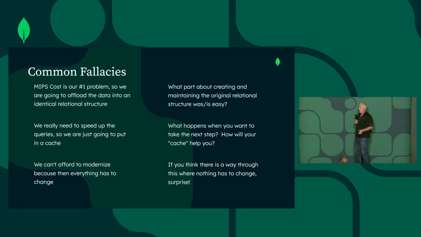A couple of pitfalls, part of the lightning sand, right? That you want to make sure. If you come in with a driving force, right? People say MIPS cost is our number one problem. We're definitely going to, we've got to reduce our MIPS cost. And so you say, okay, you know what? We're going to offload this into an identical relational structure. And so you build this thing on the other side in some other database, Postgres or Oracle or whatever you want to build it in, and you say, okay, now we've got it in there. We can move the data one-to-one, no problem. Once again, that data is constantly under change.